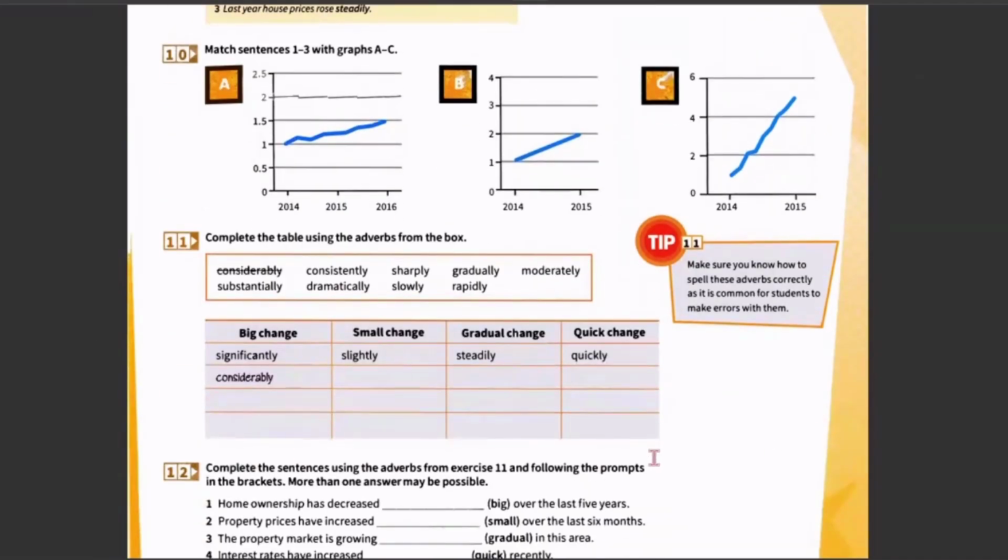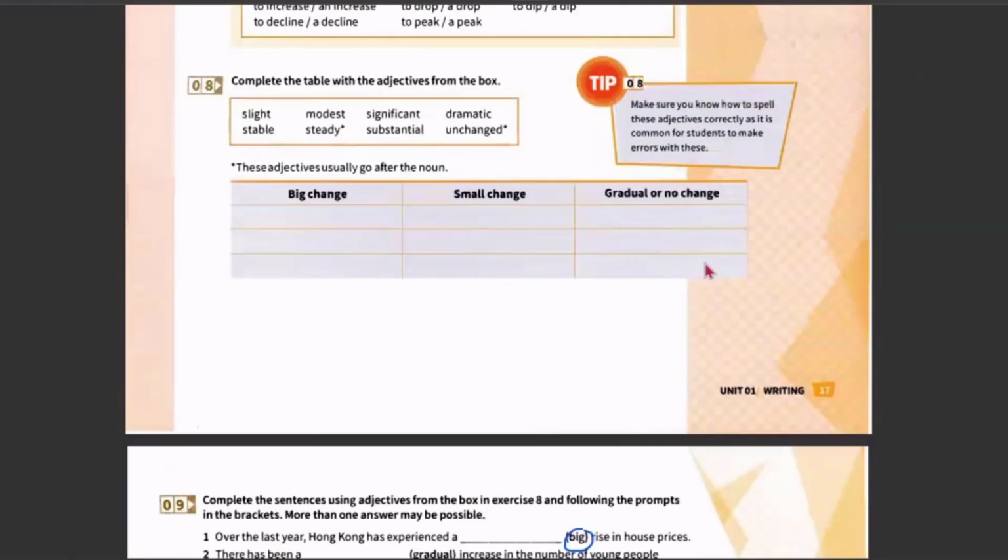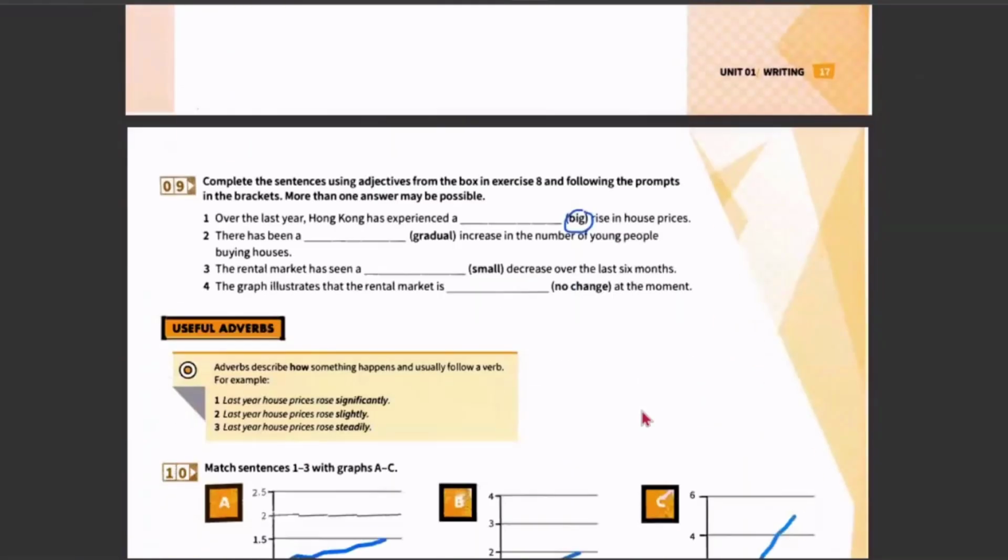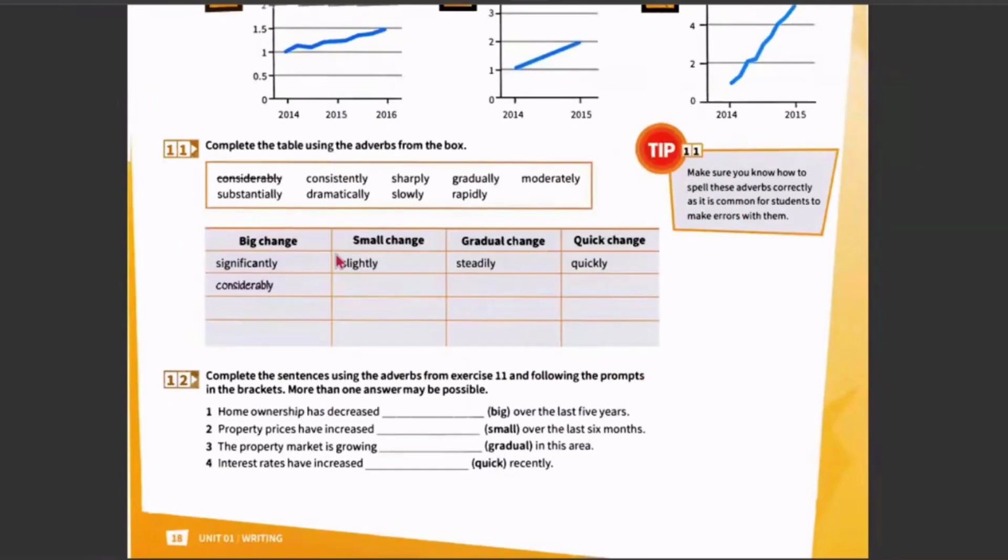Now, moving on to activity 11: complete the table using the adverbs from the box. We used adjectives before to put them in the correct boxes. Now we're using adverbs. So we have big change, small change, gradual change, and quick change. The words that are given are considerably, consistently, sharply, gradually, moderately, substantially, dramatically, slowly, and rapidly. Let's put them in the correct boxes. Some are already done for you. Let's put the rest of them.